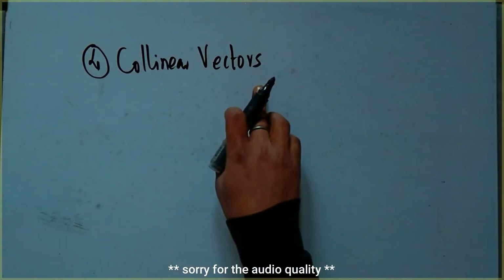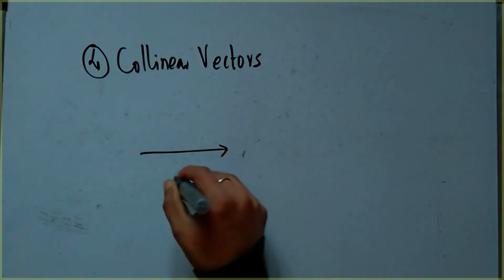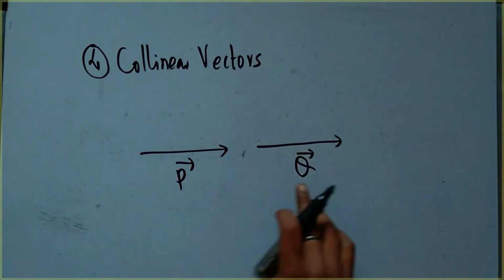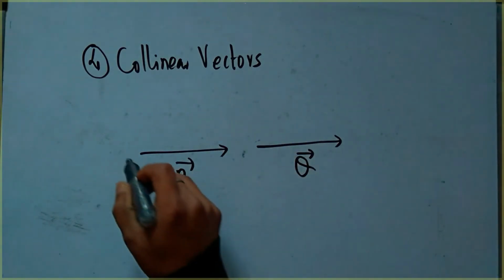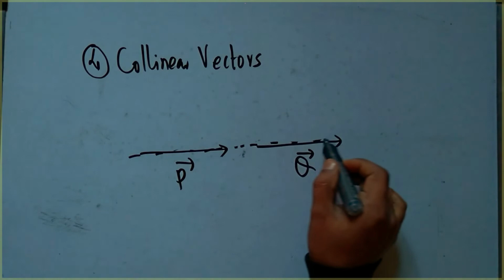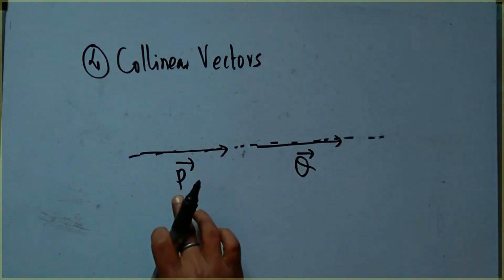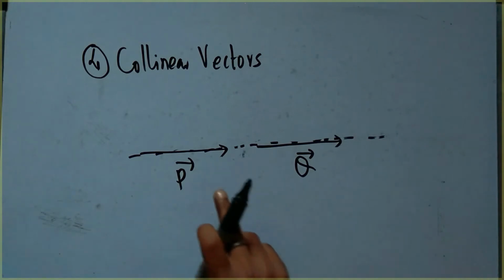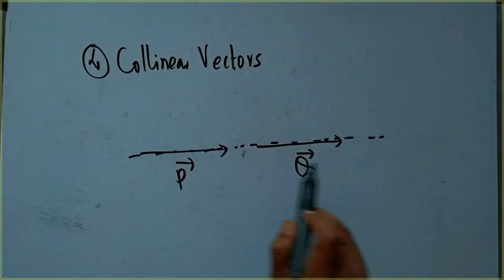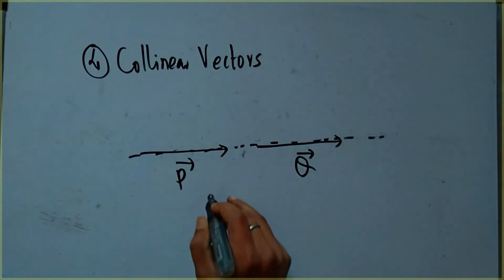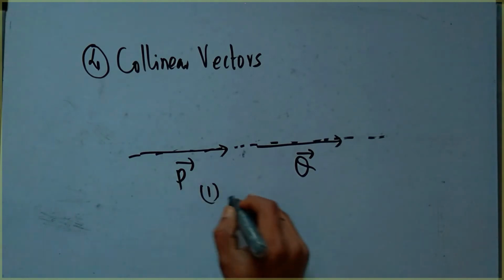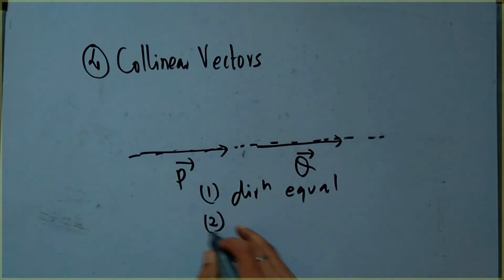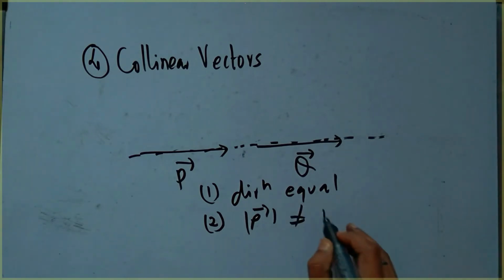What are collinear vectors here? Let us consider vector P and vector Q. For vectors P and Q to be collinear vectors, they must pass through the same line. So if the vectors P and Q pass through the same line, they are called collinear vectors. Here the important condition is that they must pass through the same line. If they pass through the same line, their directions are equal, whereas the magnitude of P may or may not be equal to Q.